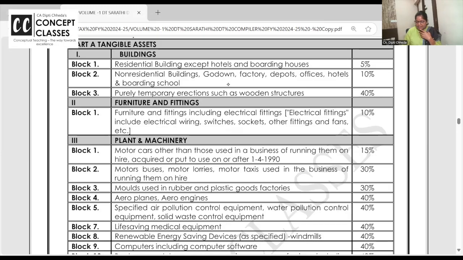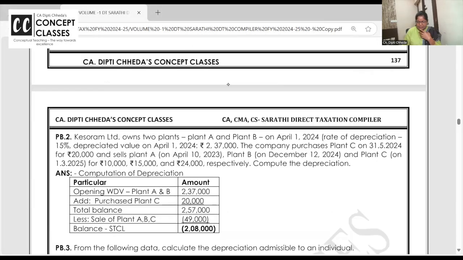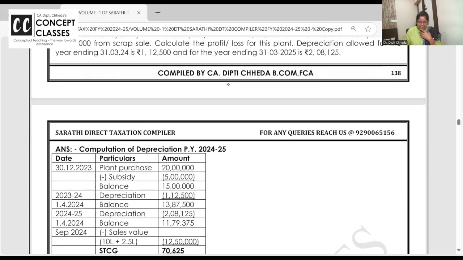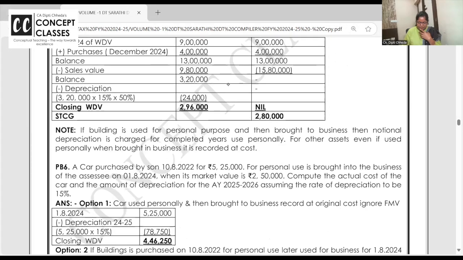A lot of other rates are given. You can read the important ones. I have made you learn. And these are very nice questions.